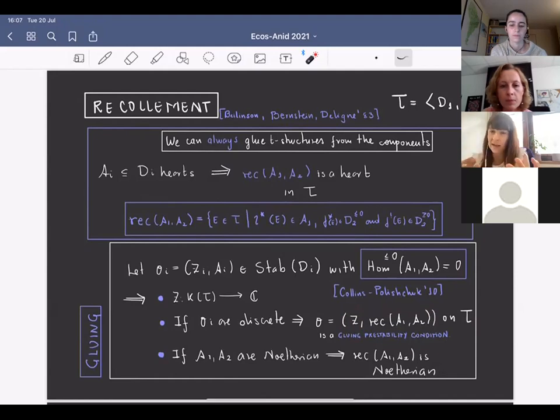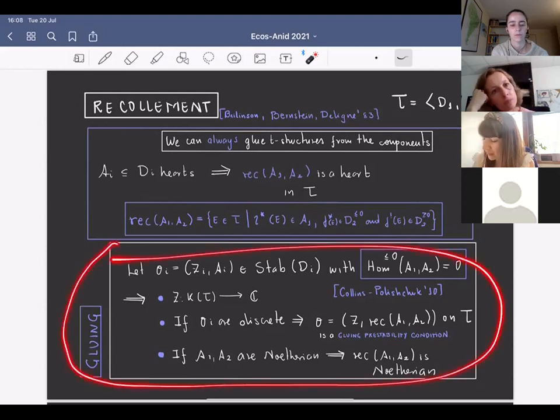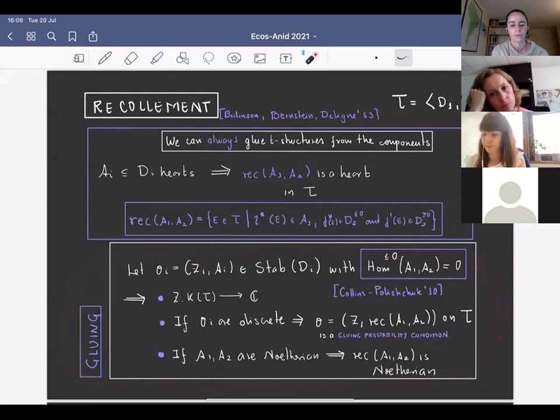Since they are discrete, we're always going to have the Harder-Narasimhan filtration. The only thing we need to prove additionally is the support property. When we have the orthogonality condition, thanks to the paper of Collins and Polishchuk, we have gluing, and we can get these stability conditions. Also, when we have the orthogonality condition and A1, A2 are Noetherian, the Rickard-Noether heart is also Noetherian, which also plays a role afterwards. We call this type of stability conditions gluing stability conditions.